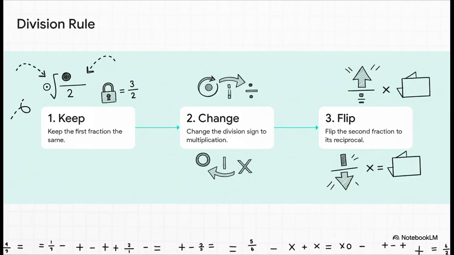And that leads us to this classic, easy-to-remember rule you may have heard before. Keep, change, flip. When you're dividing fractions, you keep the first fraction exactly the same. You change the division sign to a multiplication sign, and you flip the second fraction. You use its reciprocal. And poof, just like that, it's not a division problem anymore. It's a multiplication problem, and you know exactly what to do with those.